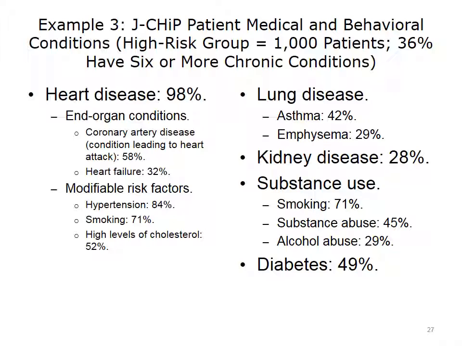and 52% respectively. Lung disease was also very prevalent in the population, 42% having asthma, and 29% having emphysema. 28% had kidney disease. Substance use was prevalent. The smoking rate was 71%, 45% of the population had a substance use disorder, and 29% abused alcohol. 49% of the population had type 2 diabetes.